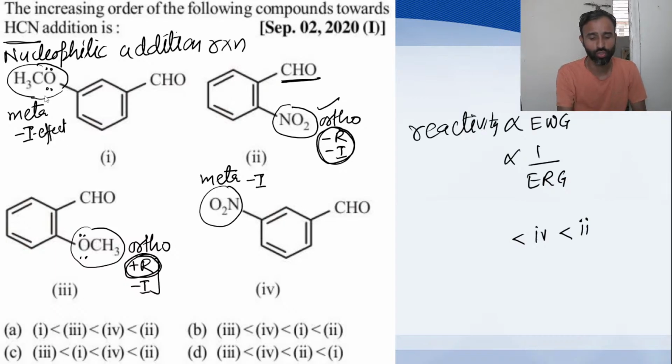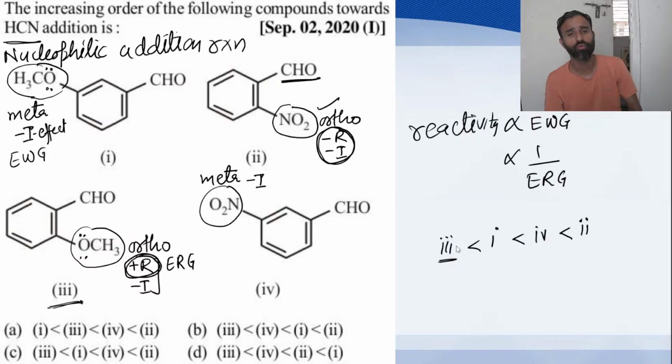and then OCH3 at ortho and meta. At meta position, it is an electron withdrawing group. And at ortho position, it behaves as an electron releasing group. So third is least reactive, then first, then fourth, and last is second. That means C option is the right one.